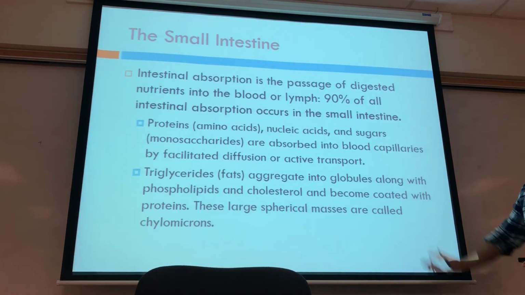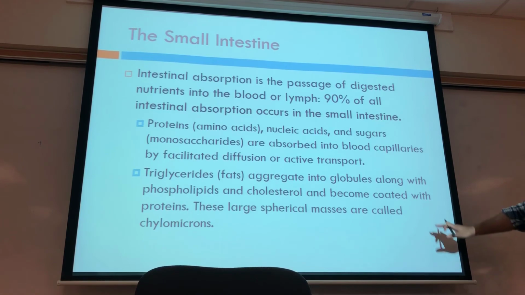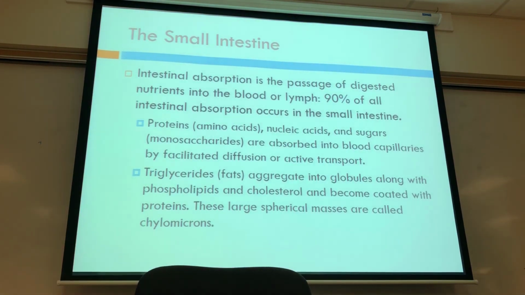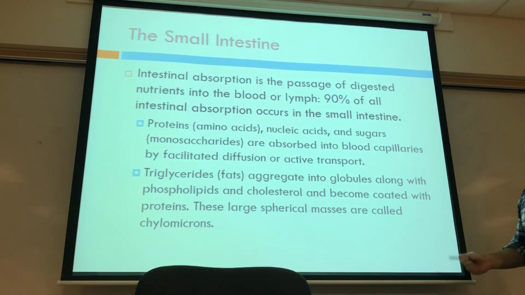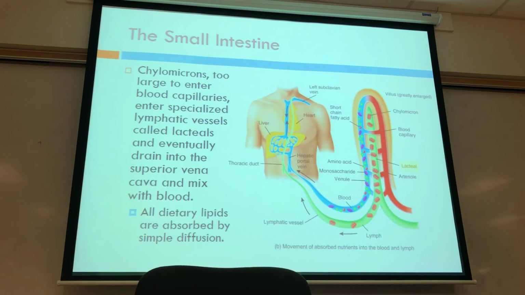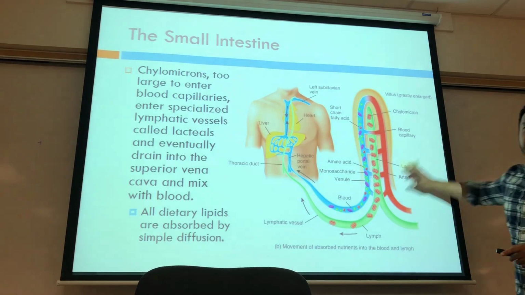How do we absorb these fats? These fats become covered in proteins. So not only are they separated by bile, but they'll get coated with proteins, and they end up being called chylomicrons. So chylomicrons, as I mentioned, things like your peptides and your sugars get directly absorbed into the capillaries. Chylomicrons, on the other hand, will enter the lymphatic system.